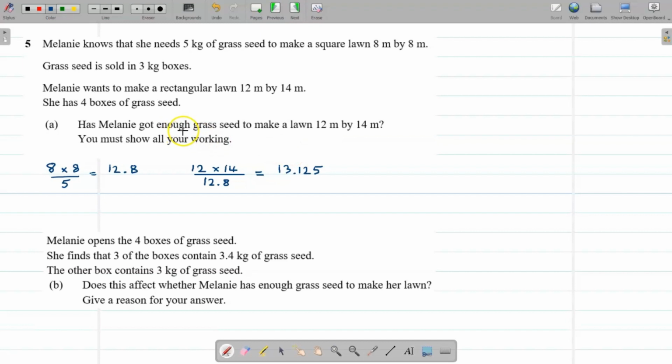Now, she has in fact got 4 boxes of 3 kilograms, which is equal to 12. So she's short by a little bit because she needs 13.125. So what I'm going to say is not enough, because 12 is less than 13.125. Therefore, that's an abbreviation for therefore, not enough.